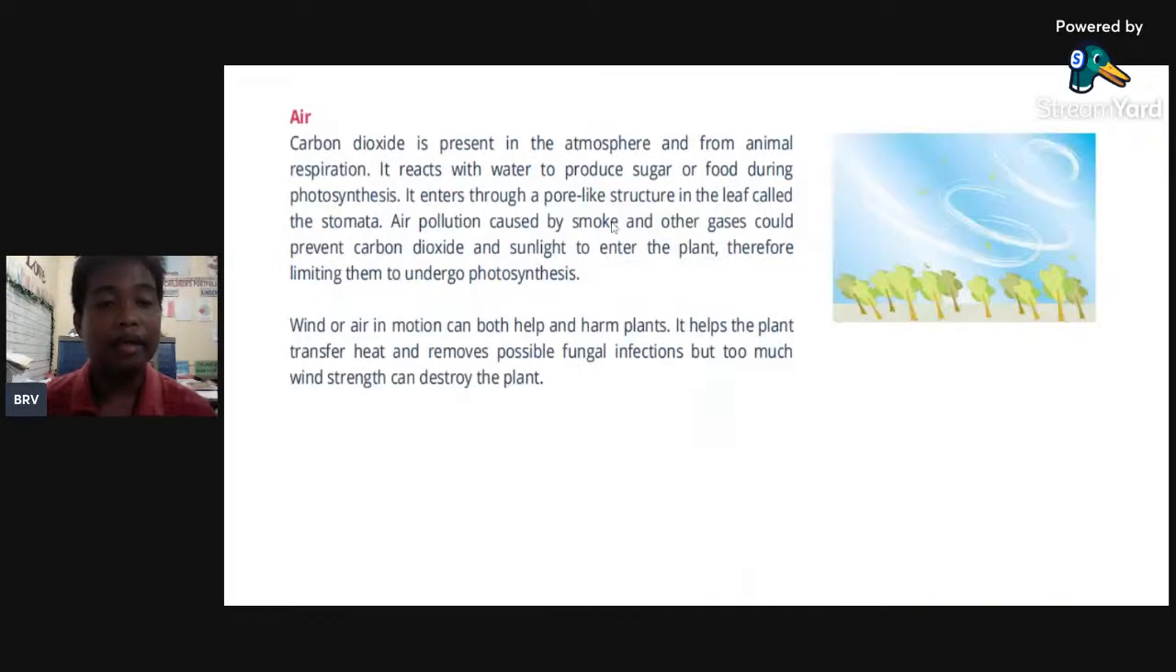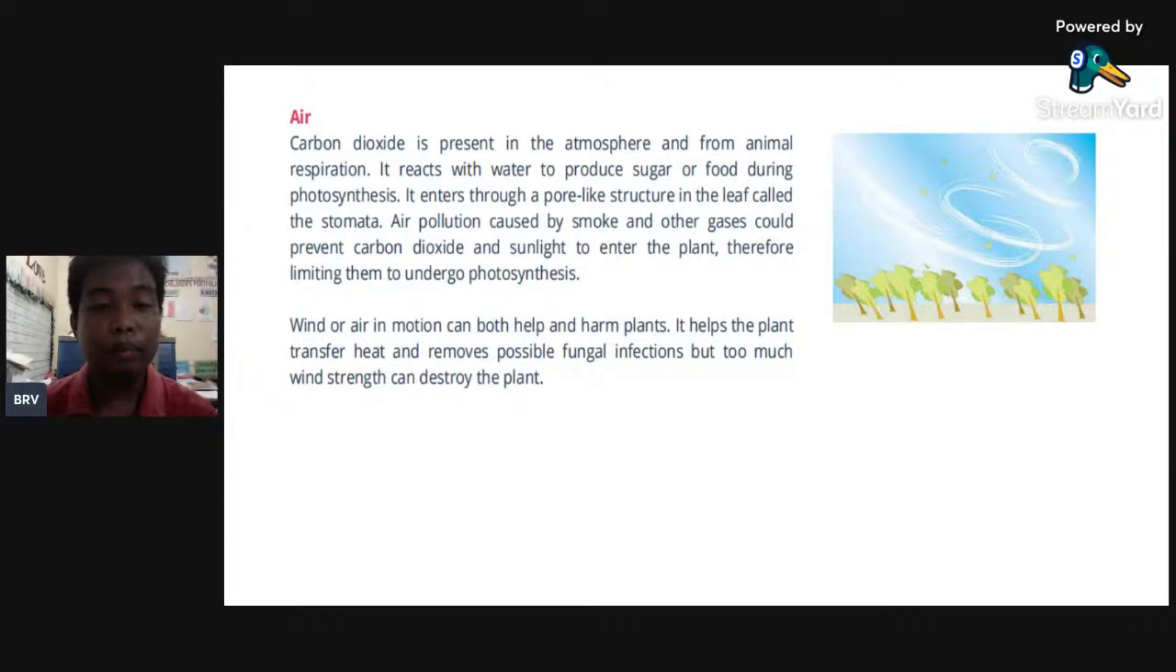So next, air. Carbon dioxide is present in the atmosphere and from animal respiration. So kanang carbon dioxide present na sa atmosphere, digikan pud sa mga animals nga respiration. It reacts with water to produce sugar for food during photosynthesis. Okay, ang photosynthesis is the process nga gina-undergo sa plants to make food.